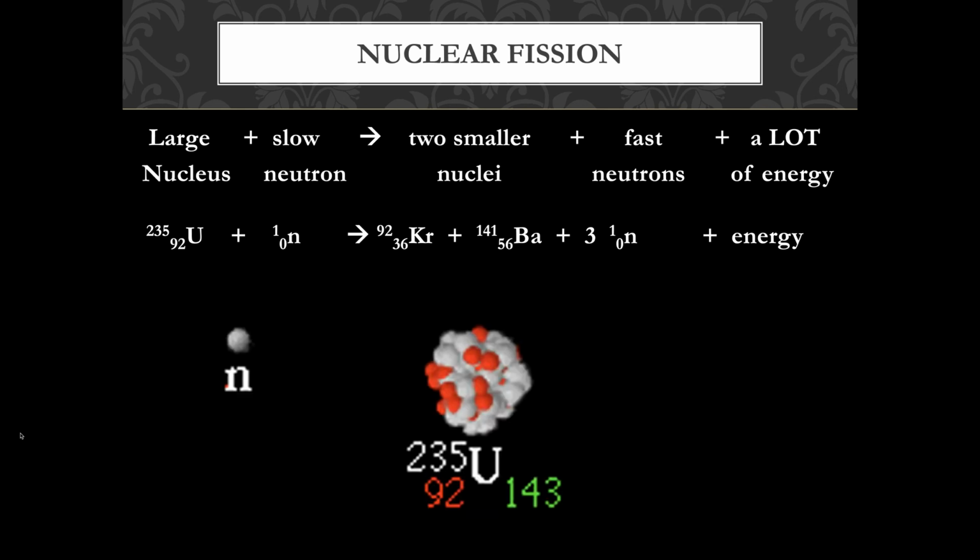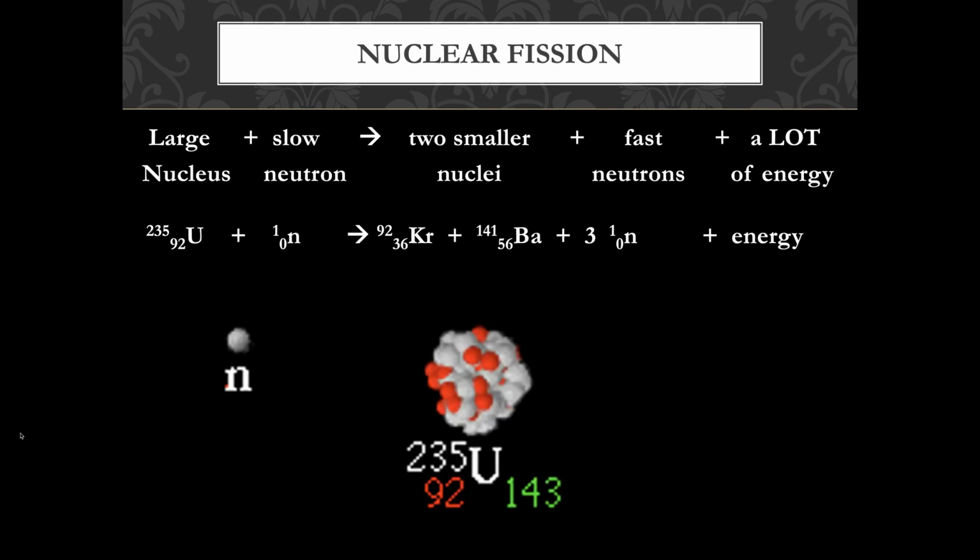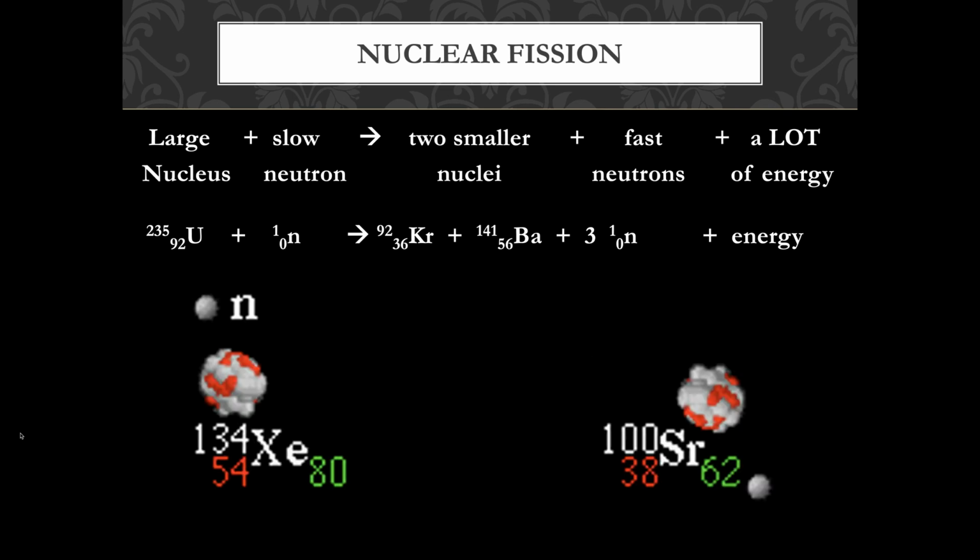So we can have those neutrons passing through water. The water heats up. The water turns to steam. The steam turns fan blades in a turbine, which turn a generator. You get the idea.